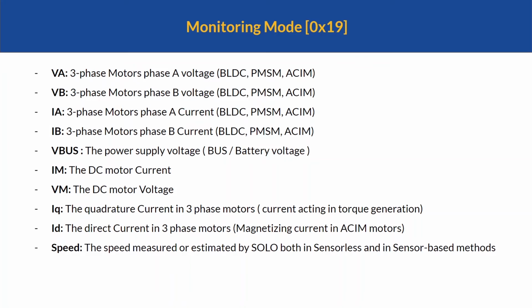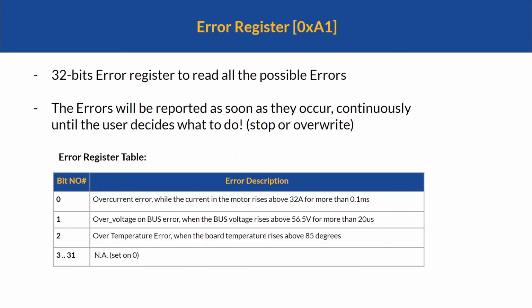And you're going to receive ID, which is the direct current in three-phase motors. And in the special case of AC induction motors, it's called the magnetizing current. And finally, you're going to receive the speed measured or estimated by Solo, both in sensorless and sensor-based methods. We use monitoring mode in cases where you want to keep monitoring these critical parameters all the time during the motion, during the movement, and it's going to be really helpful for you.